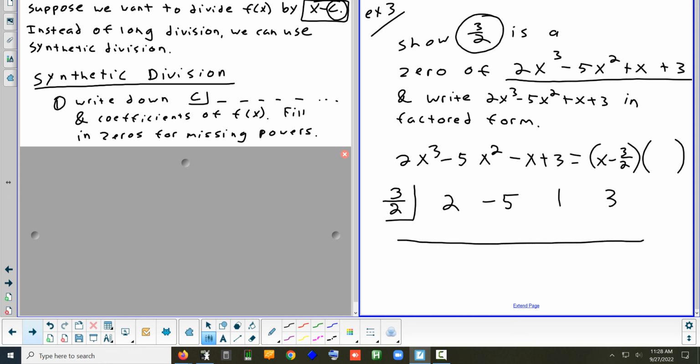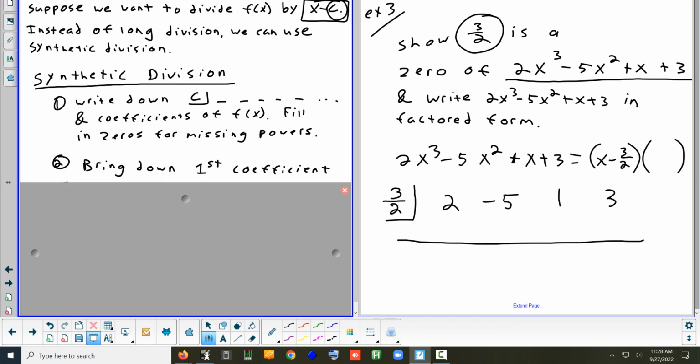2, -5, 1, and 3. I'm sorry, I copied that wrong. 2, -5, 1, and 3. That was the original problem. Okay, so that's your first step. Write down those coefficients. Step 2 is bring down the first coefficient.